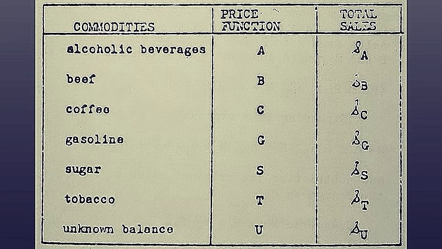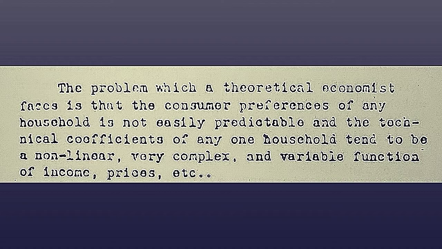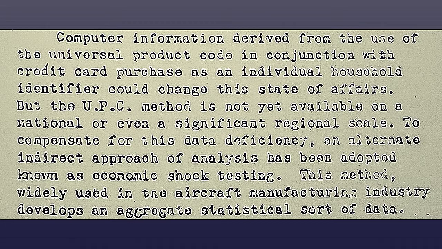Coffee, U. Unknown, etc. The problem which a theoretical economist faces is that the consumer preferences of any household is not easily predictable, and the technical coefficients of any one household tend to be a nonlinear, very complex, and variable function of income, prices, etc. Computer information derived from the use of the Universal Product Code in conjunction with credit card purchases as an individual household identifier could change the state of affairs. But the UPC method is not yet available on a national or even a significant regional scale.